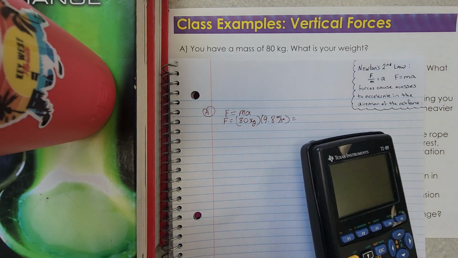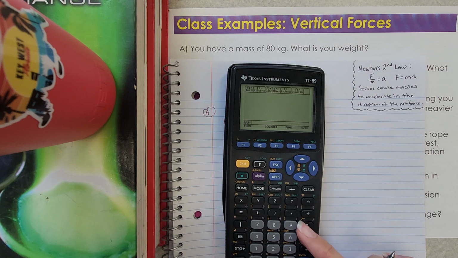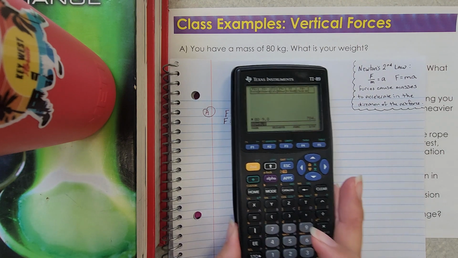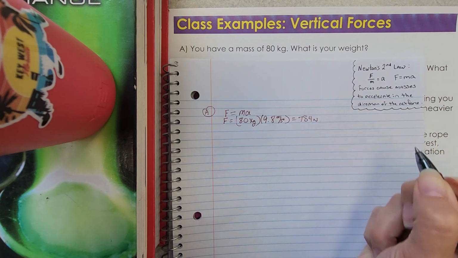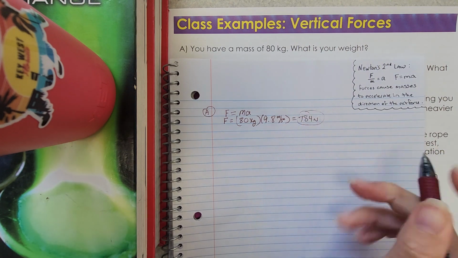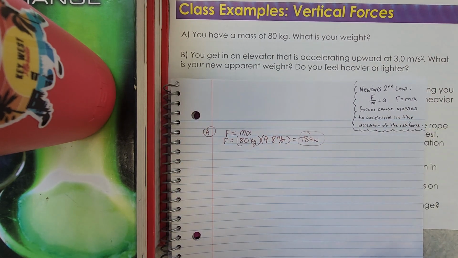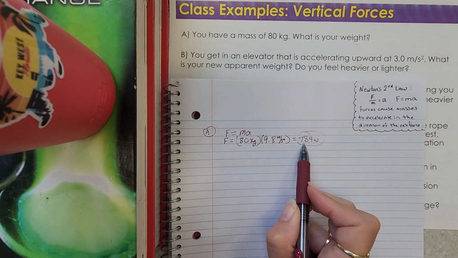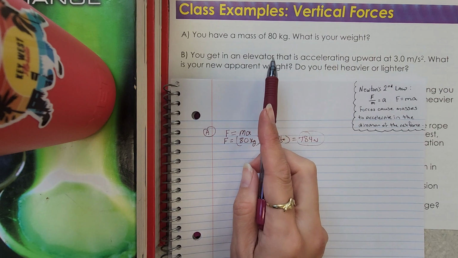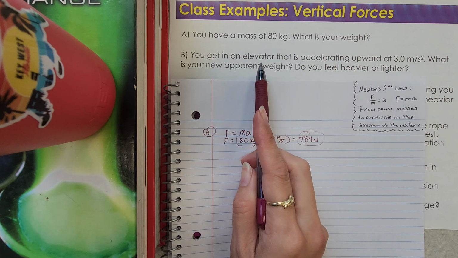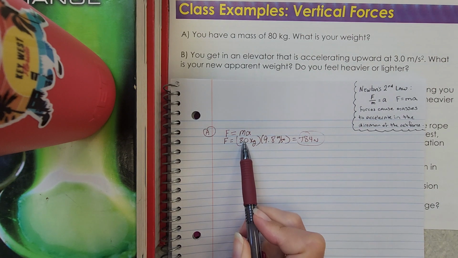So 80 times approximately 10 gives me about 800 newtons, or 784 newtons. All right, now let's look at apparent weight. If your weight is 784 newtons and you're in a car or an elevator or on a roller coaster, the acceleration of the car, elevator, or roller coaster will change the total acceleration, which changes your weight.